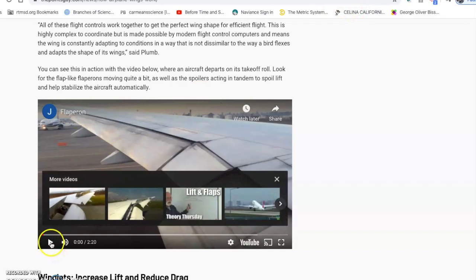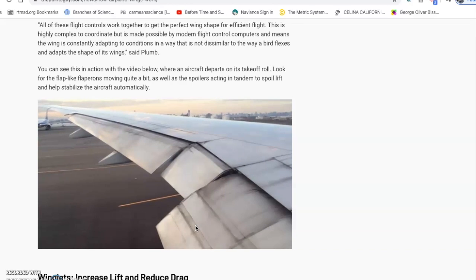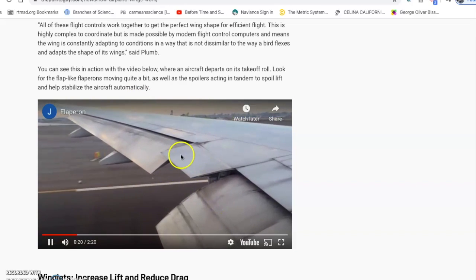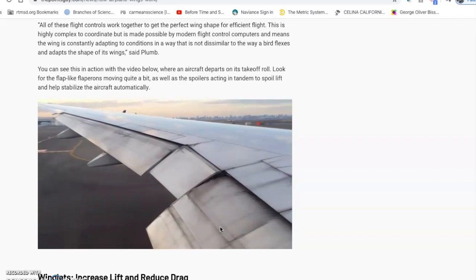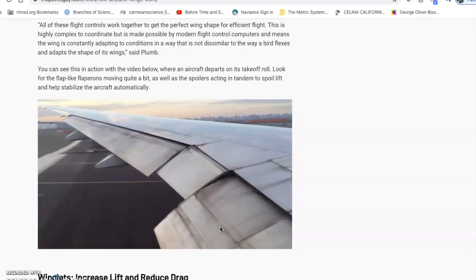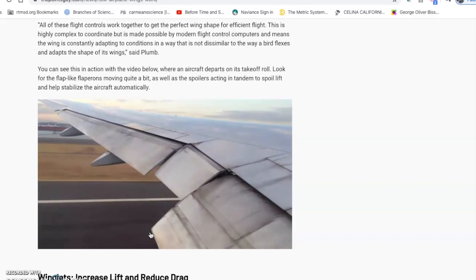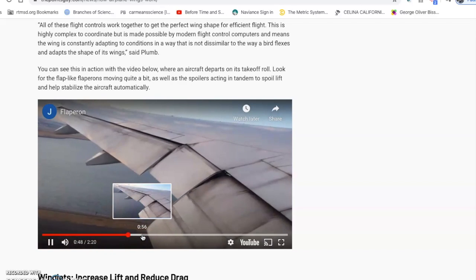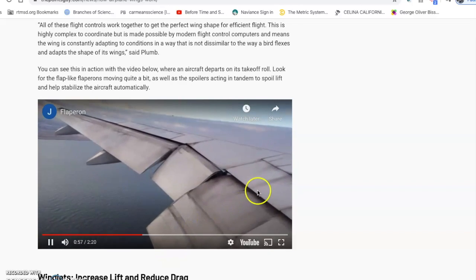All right, so this is just going to show you how those work. So as it's departing on its takeoff, you can see that these flaps are moving to change their angle and allow for the plane to achieve liftoff. So it's going to increase its lift and reduce the drag. Notice that the plane's moving faster and faster, and that also has something else to do with lifting off. Now what you'll notice as this plane climbs higher and higher into the sky, these flaps are going to change their angle.